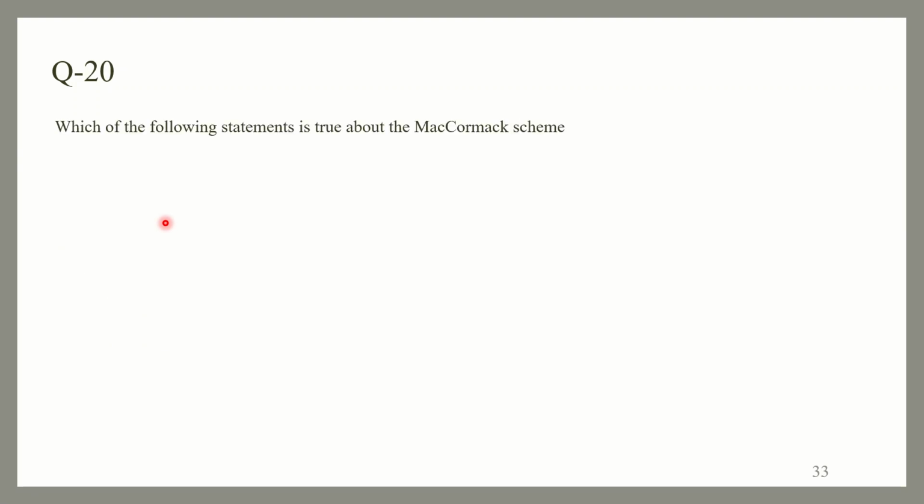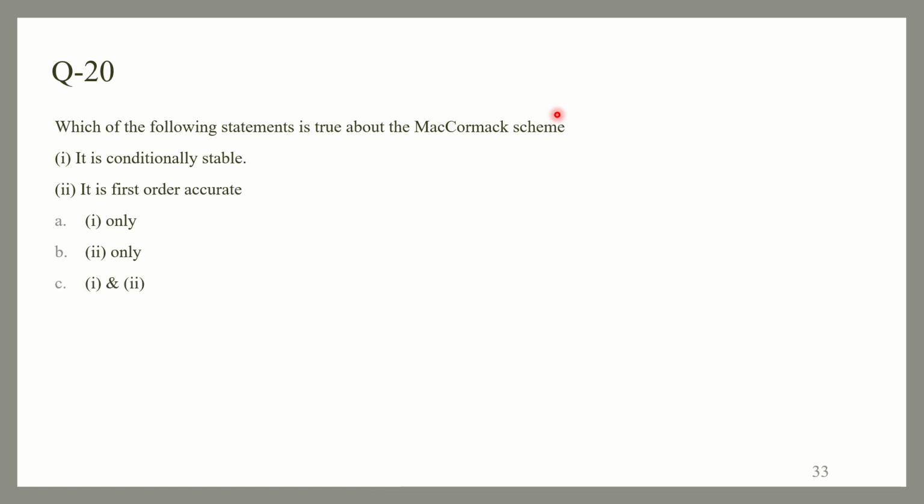In question 20, it is asked which of the following statements is true about McCormick scheme. So I think these questions are kind of repeated questions, but never mind. So first one, it is conditionally stable. Second, it is first order accurate. 1 only, 2 only, 1 and 2, neither 1 nor 2. As we have seen, it is conditionally stable is the only right answer. Option A is the right answer, because we all know that McCormick scheme is also second order accurate, similar to the beam warming method. So the only difference is that McCormick scheme is conditionally stable.